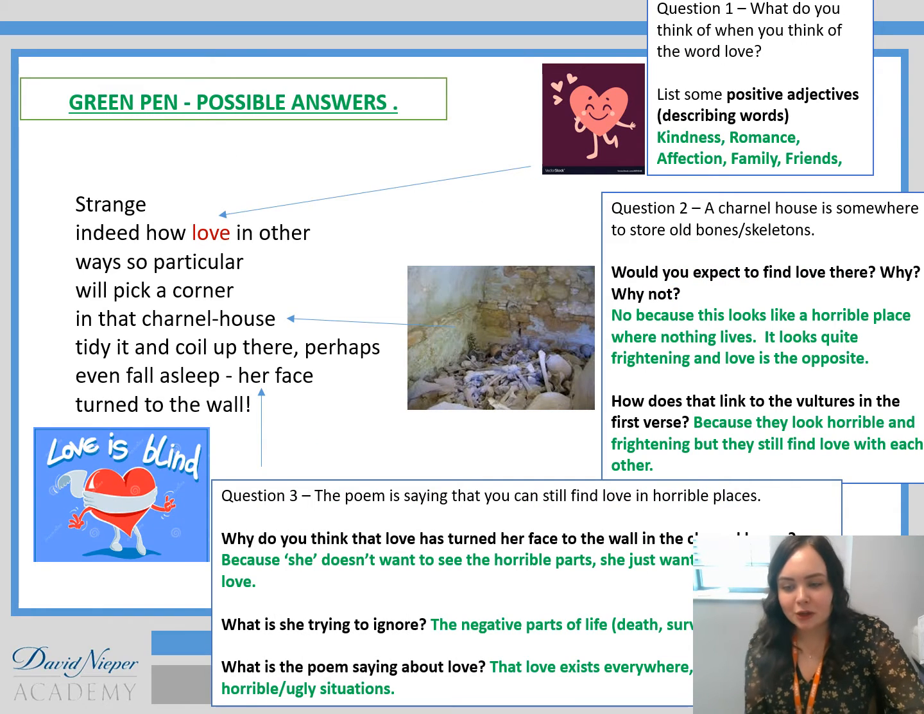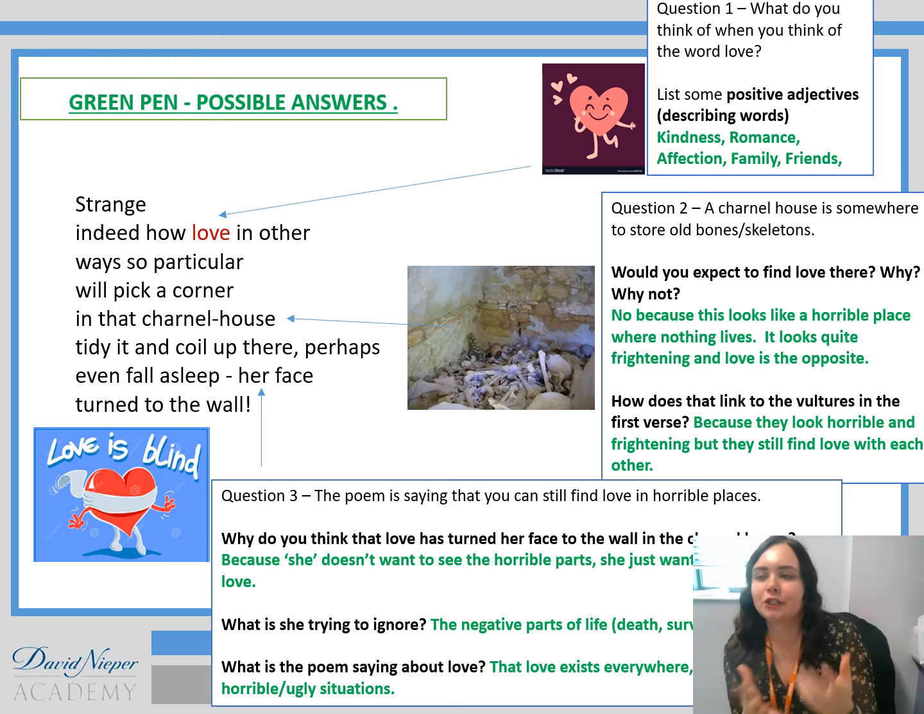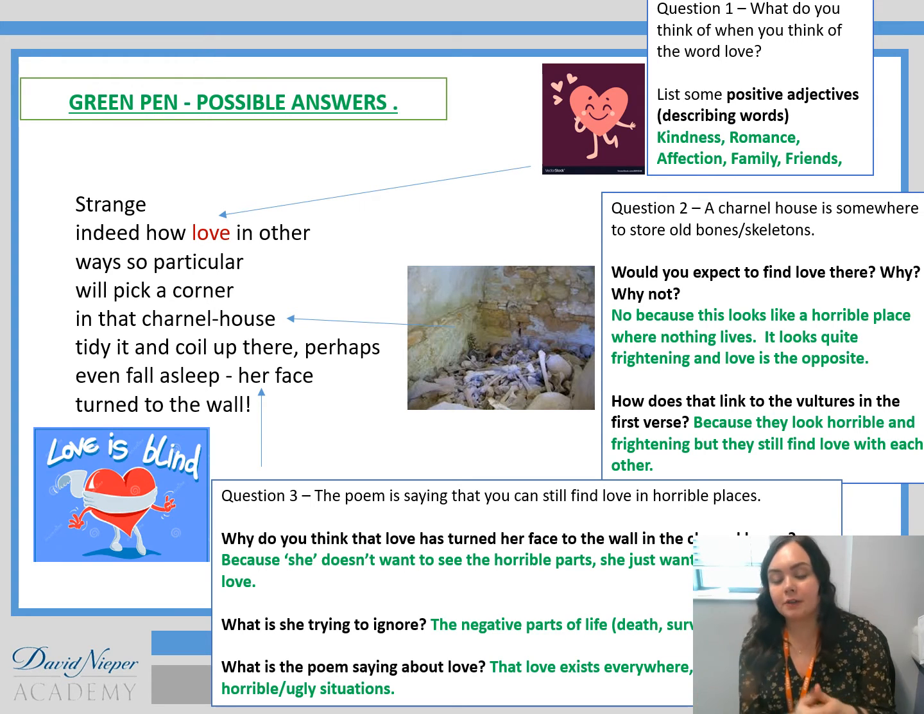Now, as I've said previously, the great thing about English is that there's never a right or wrong answer. It's all about interpretations and justifications. So if you interpret it in one way and your partner interprets it in a different way, you can still both be right.